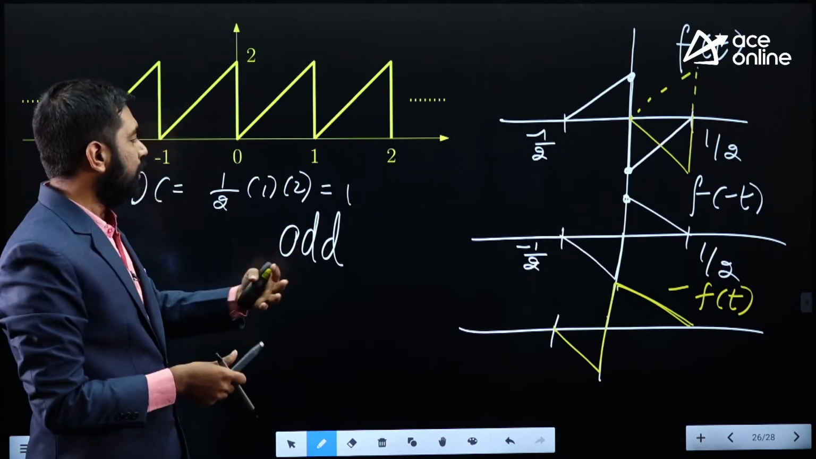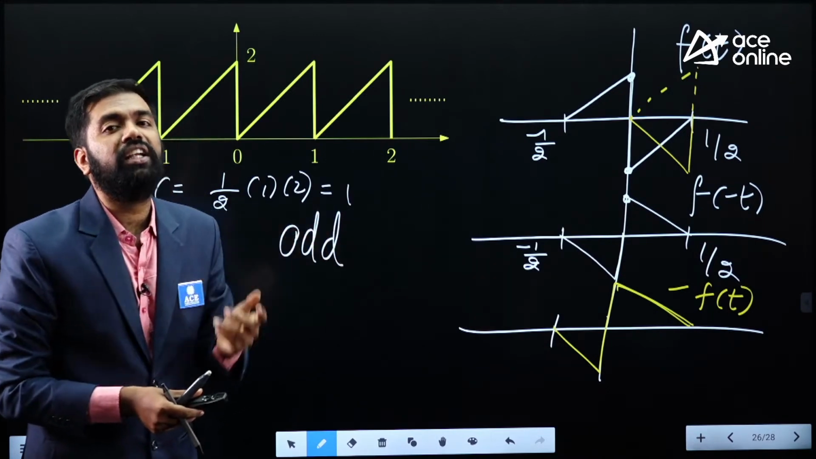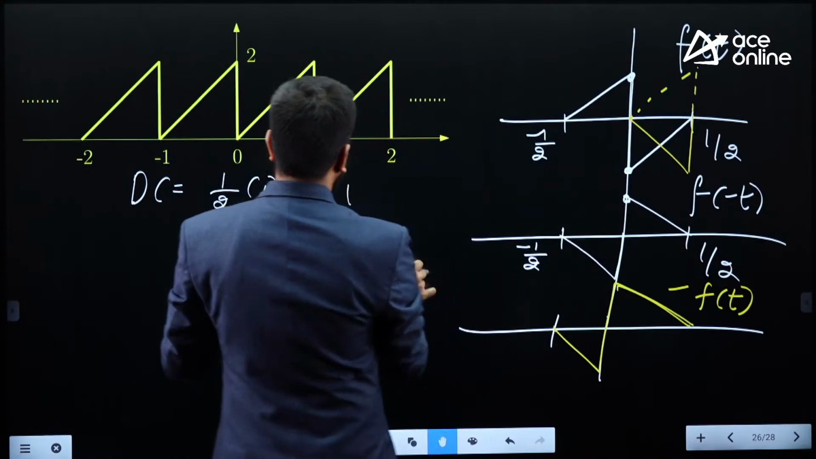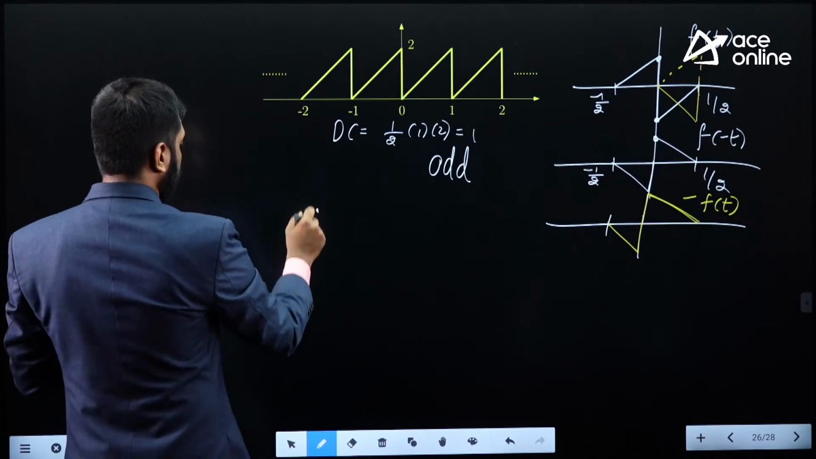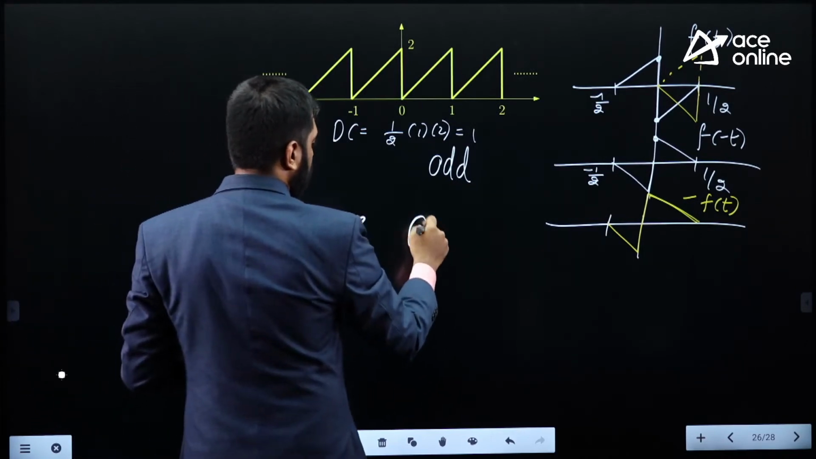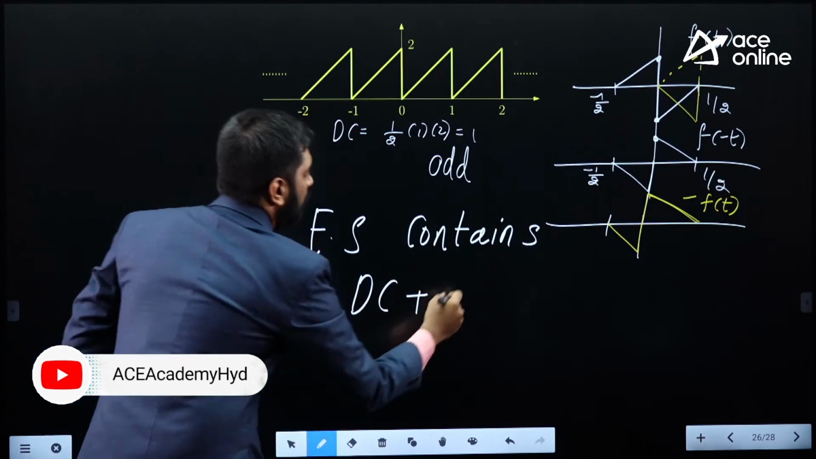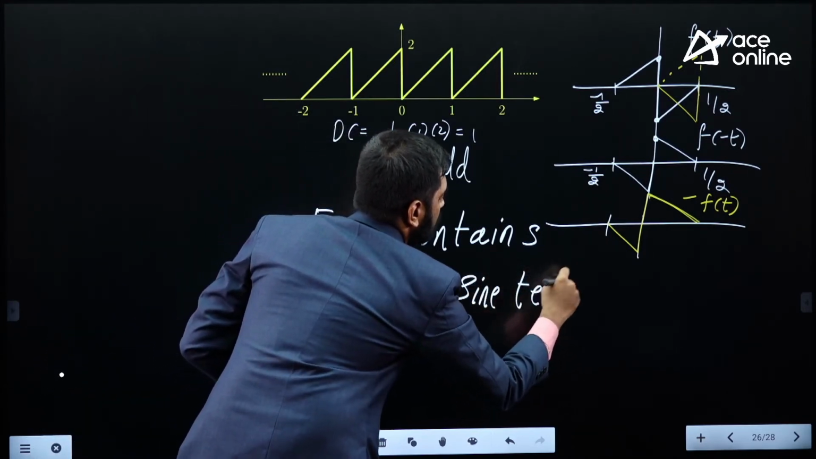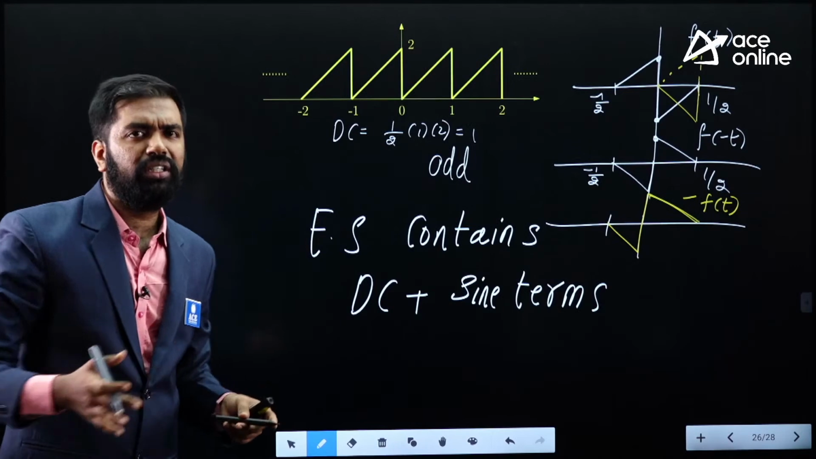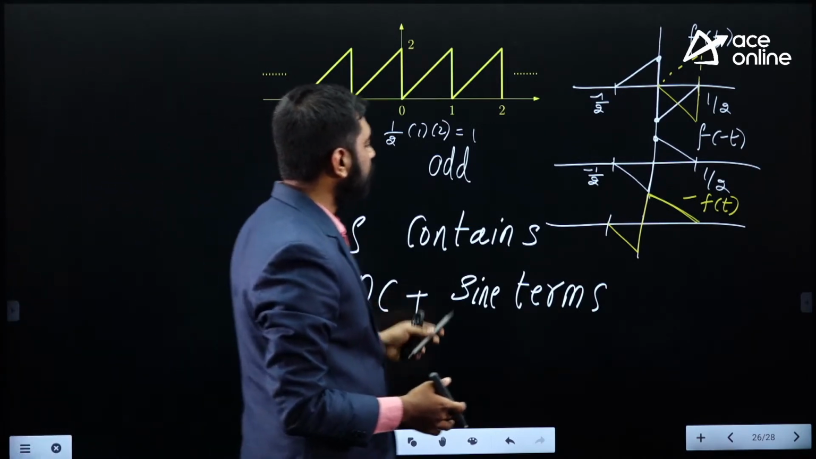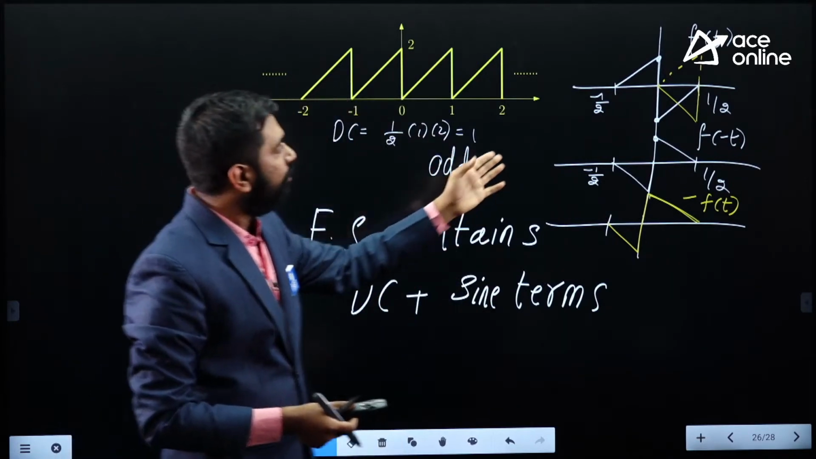So finally, in the Fourier series representation, it will have DC, and because of this odd symmetry, it will have sine terms. Let's write that point here. In its Fourier series representation, it contains DC with sine terms. I have also checked whether it has half-wave symmetry or not. It doesn't have half-wave symmetry. So the Fourier series contains DC plus sine terms. Whenever you have a DC value, it's better we subtract that and then analyze.